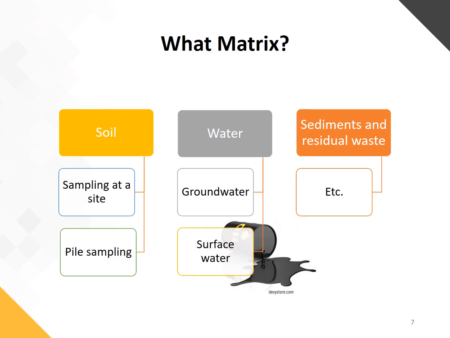Usually when we talk about soil contamination, we will sample soil, but we also need to sample water. And when we talk about soil, it could be soil directly at the site, or it could also be the sampling of a pile. Then when we talk about water, we can sample groundwater, or we can also sample surface water. For today, we're only going to talk about soil and water, but keep in mind that you can eventually have to sample sediments and residual waste as well.